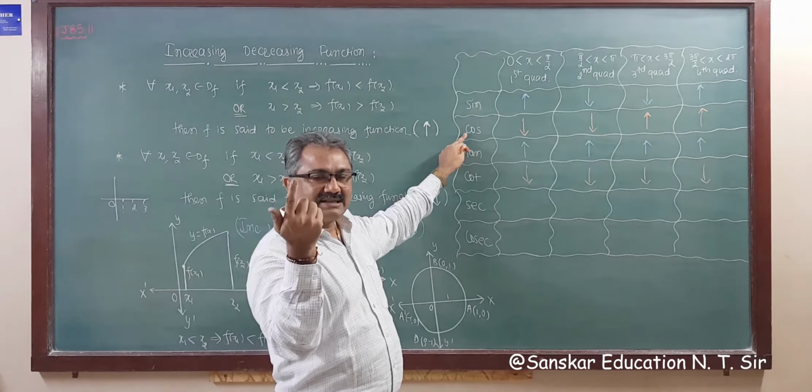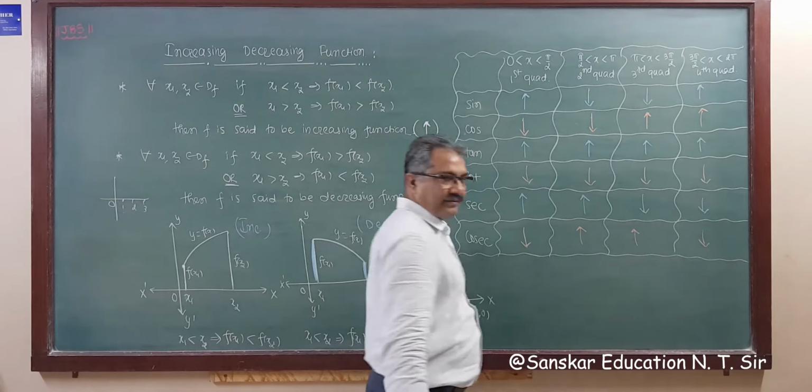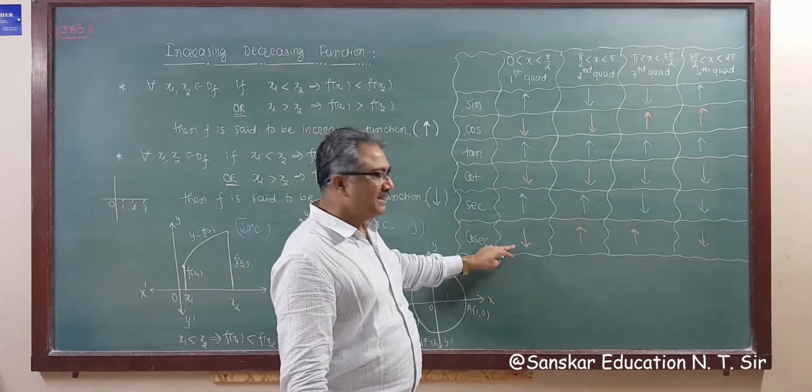Similarly, cosec is the reciprocal of sine. If sine increases, then 1 upon sine is decreasing, right? So 1 upon sine is decreasing, so this is decreasing, this is increasing, so this is increasing, and this is decreasing. You follow this? Sine increasing, then cosec is decreasing.